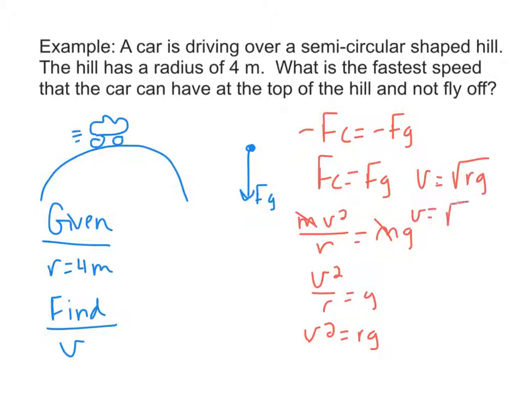V equals the square root of 4 meters times 9.8 meters per second squared. And this equals 6.26, keeps on going, meters per second. So the maximum speed that this car can go over the hill and not fly off with 1 sig fig is about 6 meters per second.